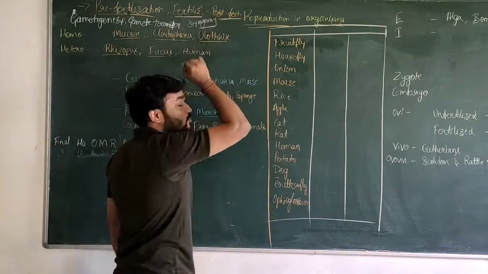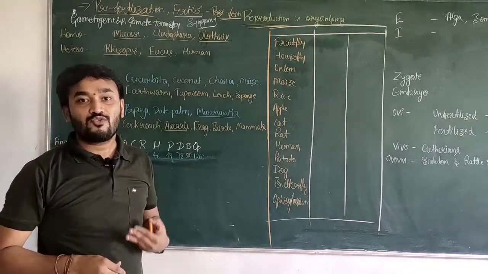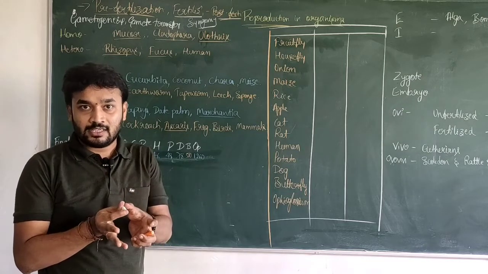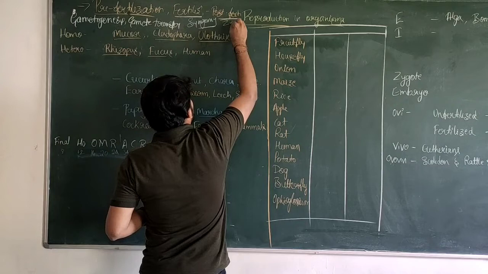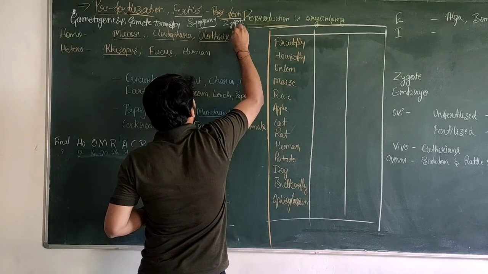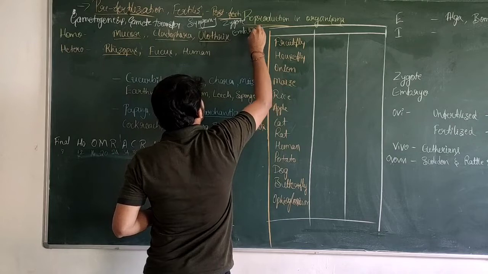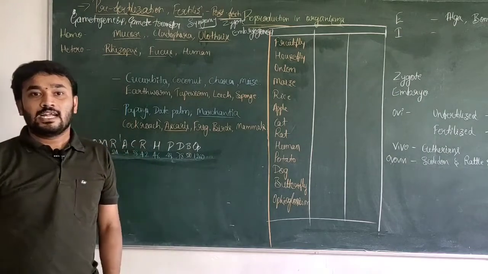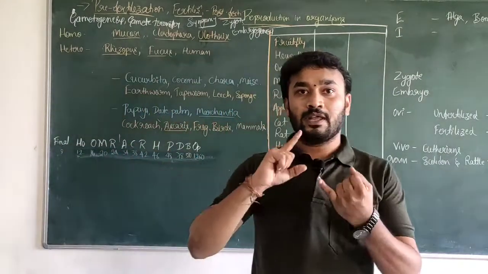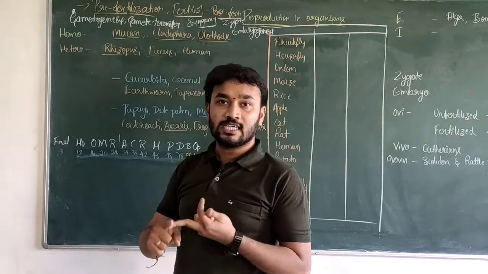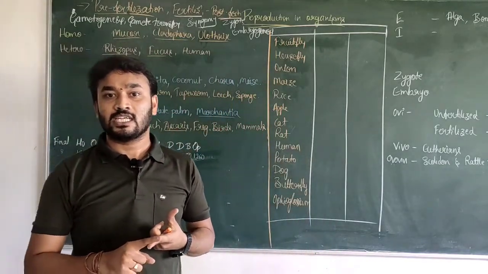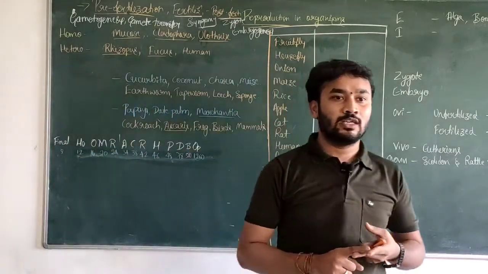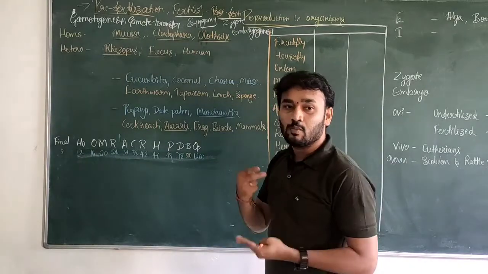Whereas the last one is post-fertilization. Post means after. After the fertilization, whatever changes take place after the fusion of gametes, the zygote will be formed and the embryo will be developed. That is embryogenesis. So these are the major events we see in sexual reproduction: the pre-fertilization event, the fertilization event, and the post-fertilization events. Let us see these events in detail.